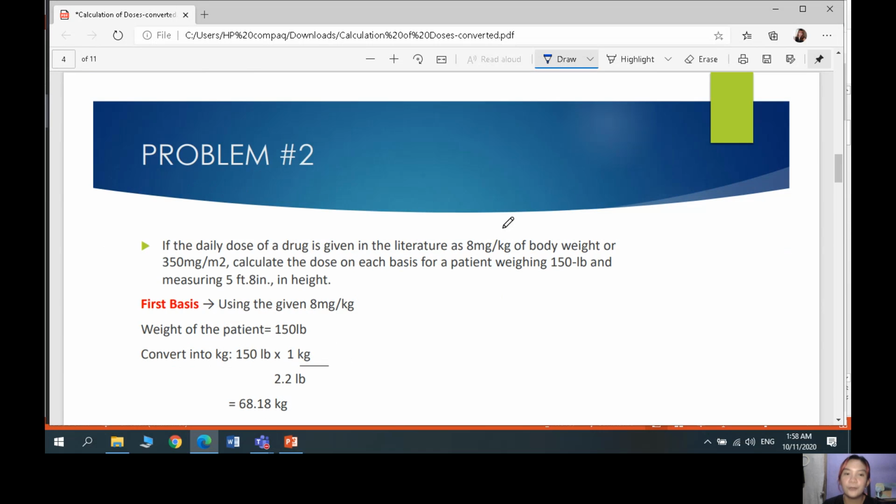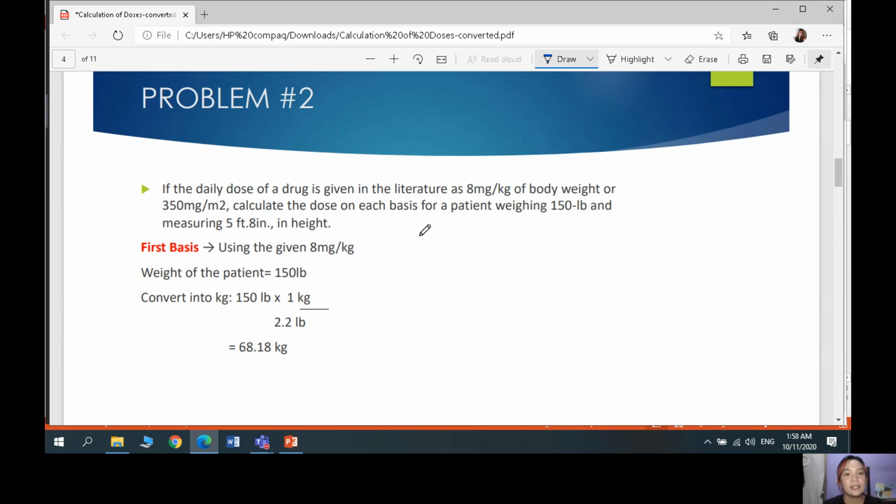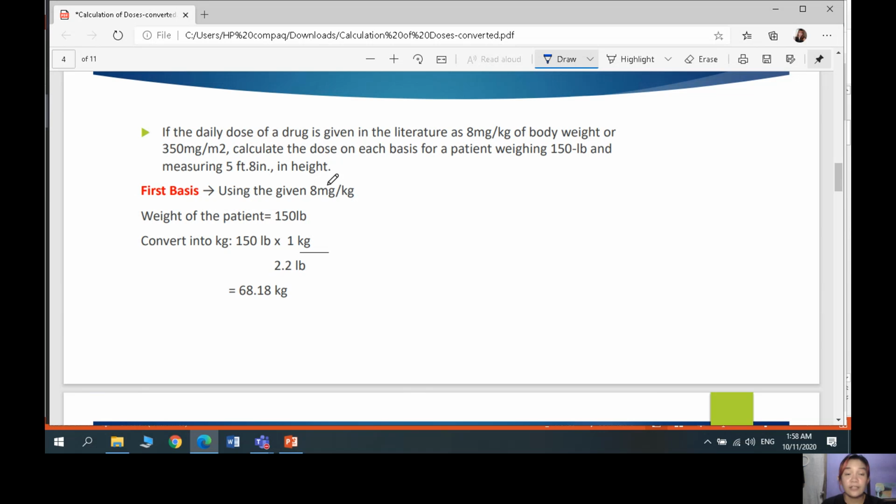Next, we move on to problem number 2. The question: if the daily dose of a drug is given in the literature as 8 milligrams per kilogram of body weight or 350 milligrams per meter squared, calculate the dose on each basis for a patient weighing 150 pounds and measuring 5 feet 8 inches in height. So we need to calculate 2 bases.